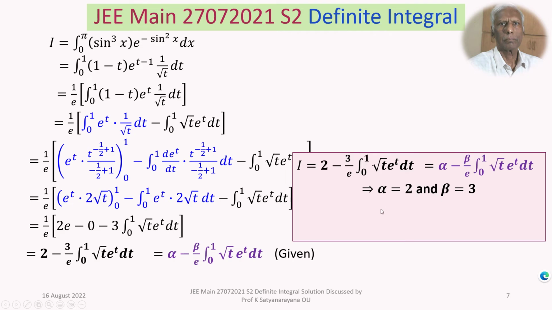And we are required to find what is the value of alpha plus beta. So alpha plus beta is 2 plus 3, that's equal to 5. That's our answer. The answer is 5.